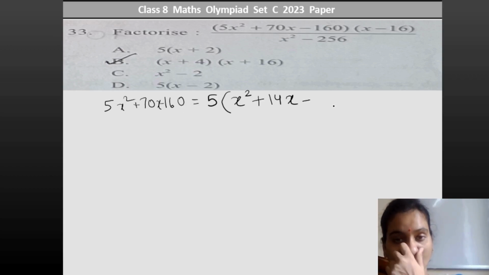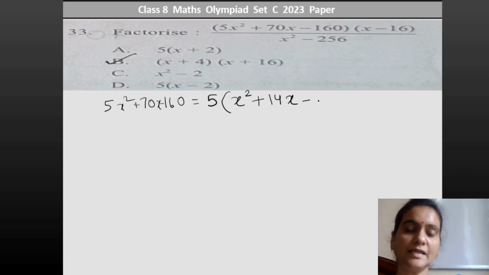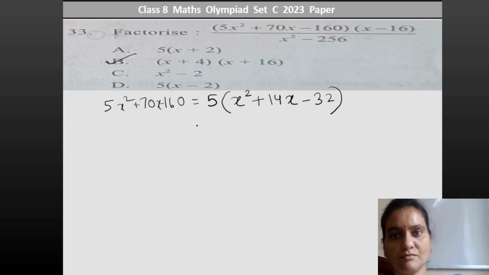5 into what will be minus 160? It will definitely be 32. So minus 32, 5 into minus 32 is minus 160. So I have kept it outside. Now we have to somehow get minus 32 upon multiplication, and subtraction should give us 14.